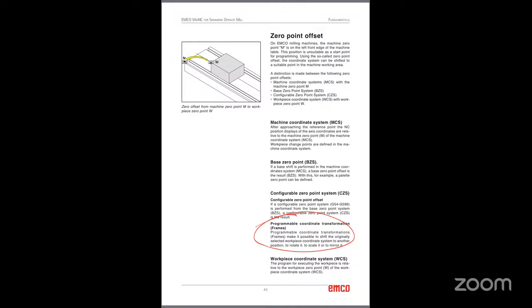Then next is the workpiece coordinate system, W. This is very important. Okay. So if we prepare a program, the program will be based on this W. The program will be based on this W, workpiece 0.